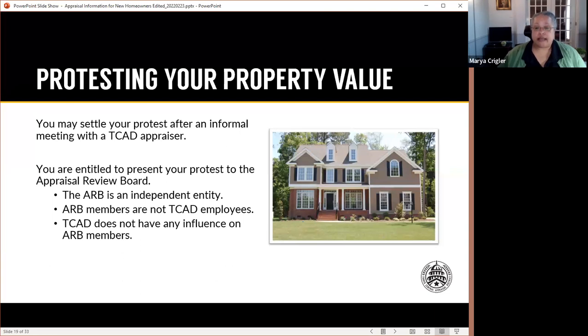So again, you've got an opportunity to resolve it informally in a meeting with an appraiser, or if you don't resolve it informally with your appraiser, you can go to the appraisal review board and have a formal hearing with the appraisal review board.